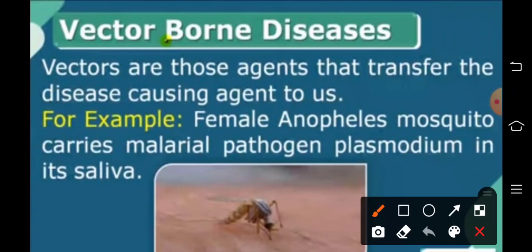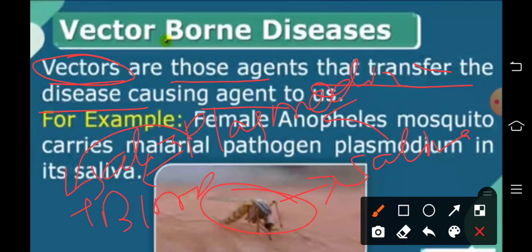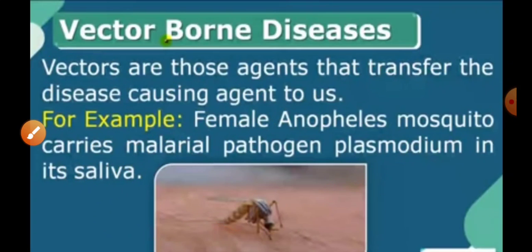Vector borne diseases. Vectors are those agents that transfer the disease causing agent to us. A vector is the medium which transfers the disease. Like a mosquito. Mosquito saliva has plasmodium, and when it bites any person, this saliva mixes with blood, and the saliva contains plasmodium, which mixes with the blood and causes malaria.